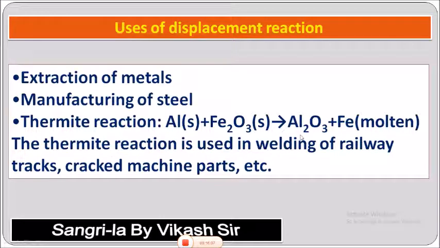So this reaction is very important. Okay, this is the thermite reaction. Understand? When aluminum reacts with Fe2O3, ferric oxide, we get aluminum oxide plus molten iron. Okay, and this reaction we use in welding of railway tracks or cracked machine parts, etc.